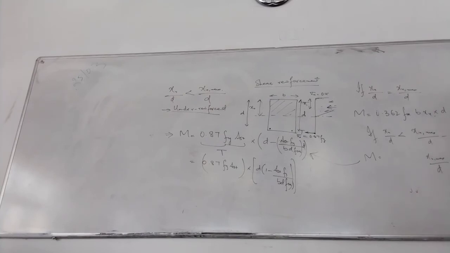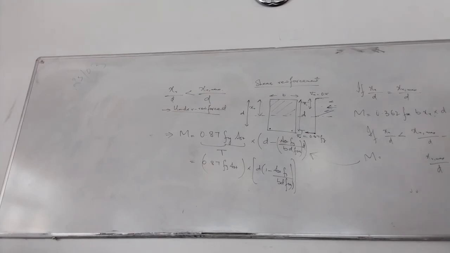Taki you can get from fck directly. fck is concrete ki property hai. b is concrete property, uske section ka dimension. d is concrete property. xu max by d is now the limiting value, xu max by d, which you already know for a particular steel and grade. Then you can get the maximum limiting moment.